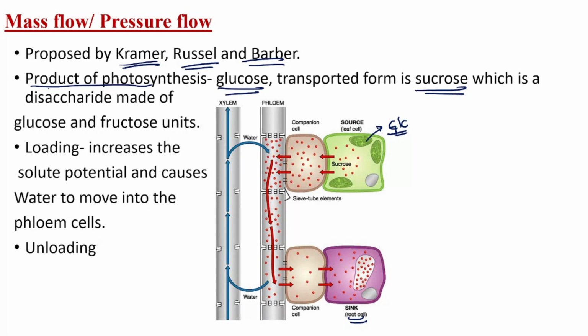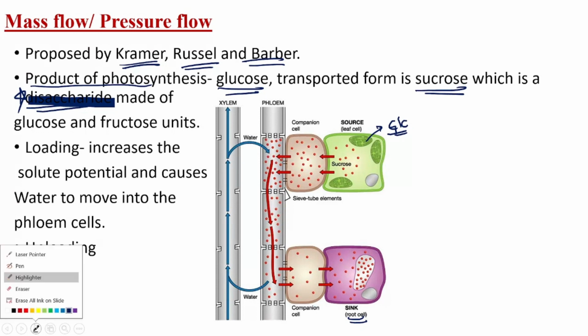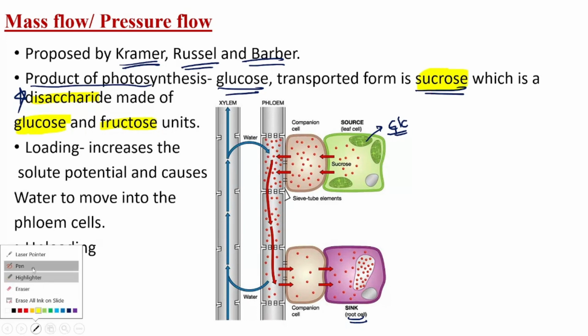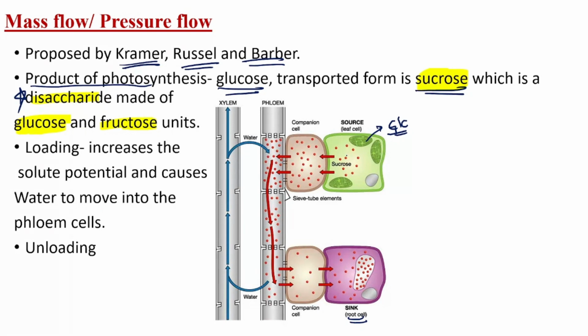And remember, sucrose is a disaccharide which is made up of glucose and fructose. It's important. And the transported form is sucrose. That's also important. Now see here how it actually happens.